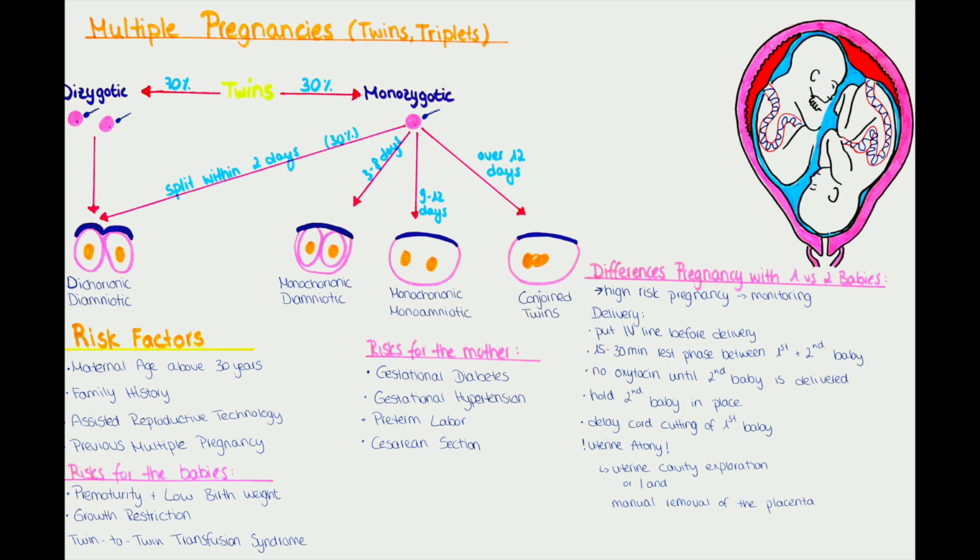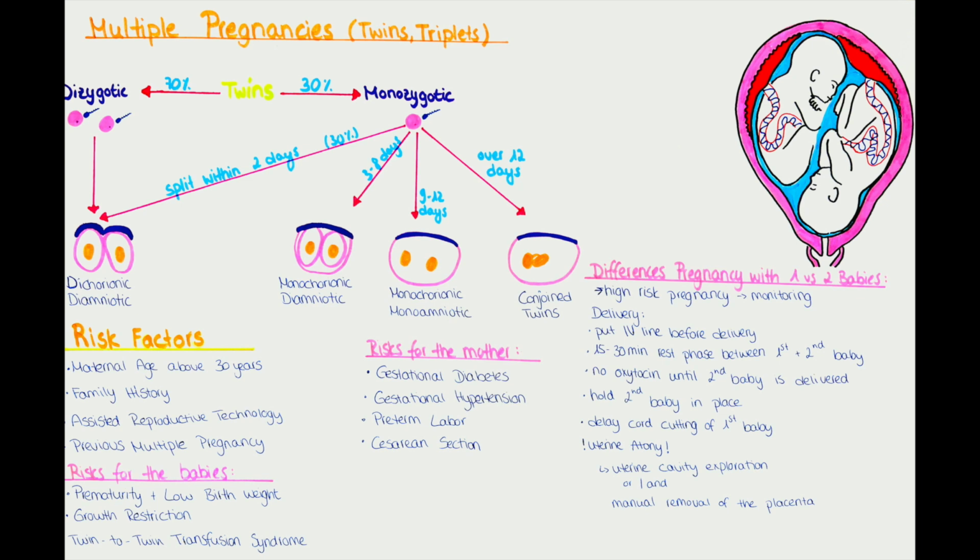If the presentation of the second twin is longitudinal, so either cephalic or breech, during the delivery we can proceed as with a normal cephalic or breech delivery. The delivery of the second twin is usually faster, as its sibling has already passed through the birth canal.